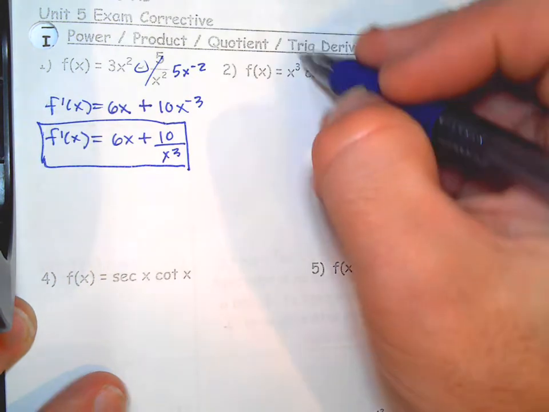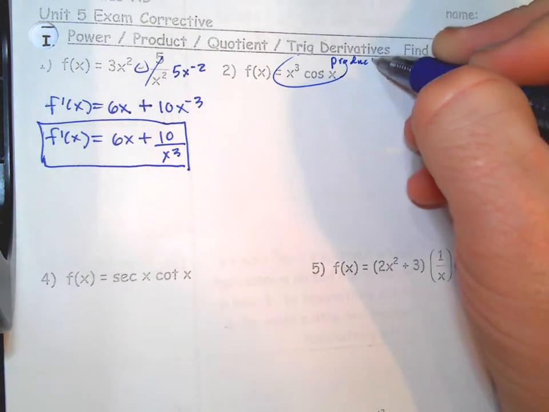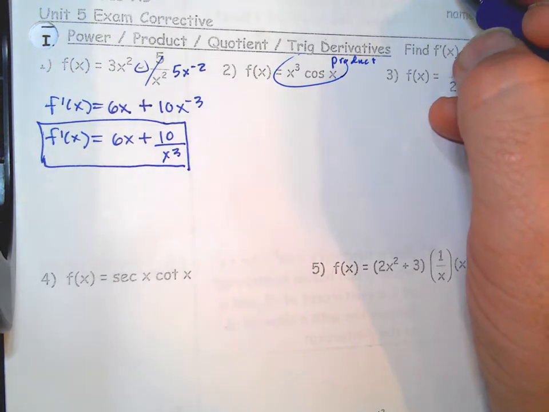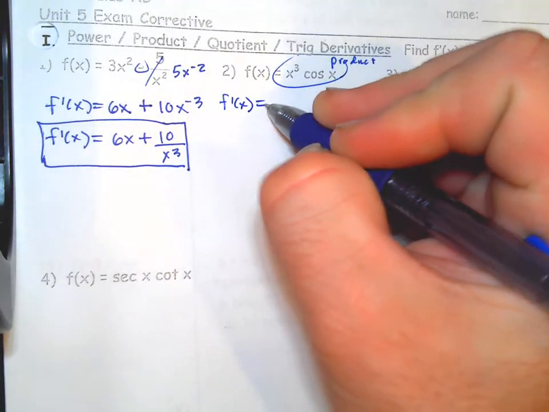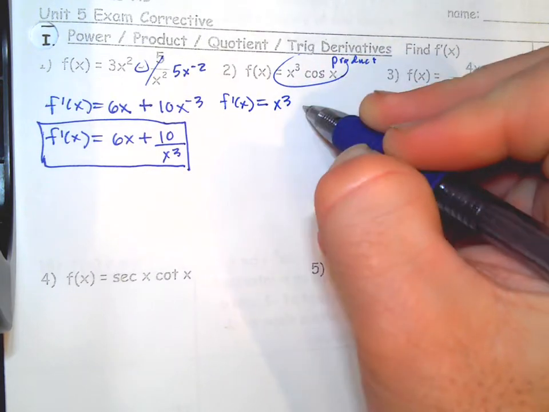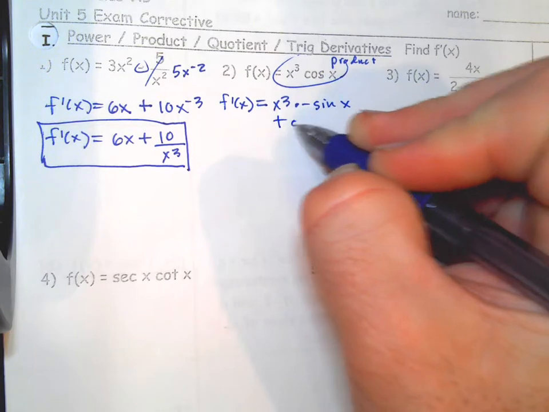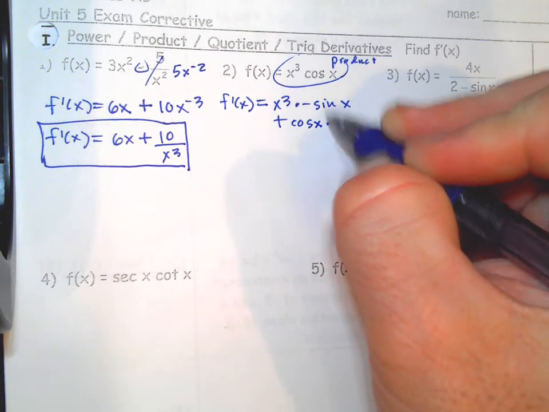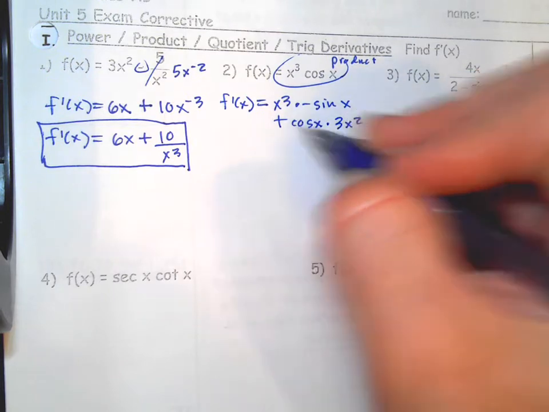All right. Now, this next one is a product rule. If you don't do the product rule, I'm taking off most of the points right away. So that means you need to do x cubed times the derivative of cosine, which would be negative sine, and then plus cosine times the derivative of x cubed, which is 3x squared. You do these first and then those.